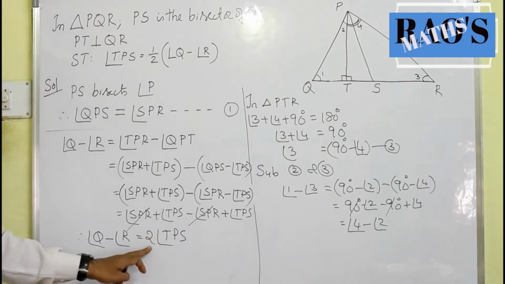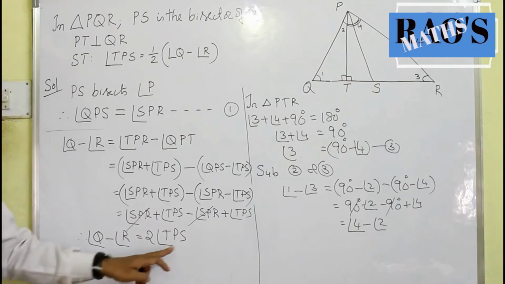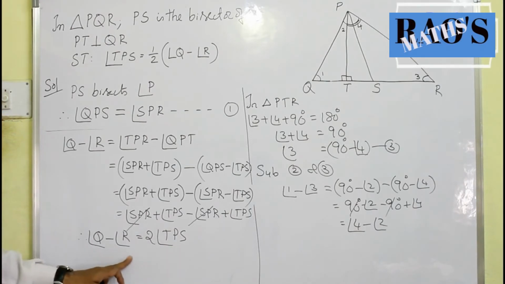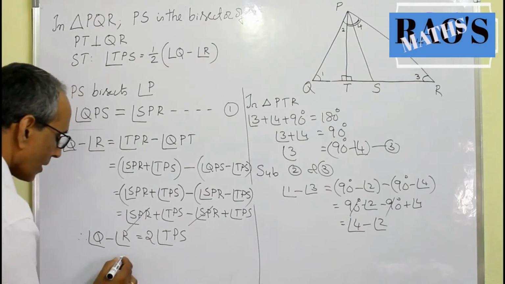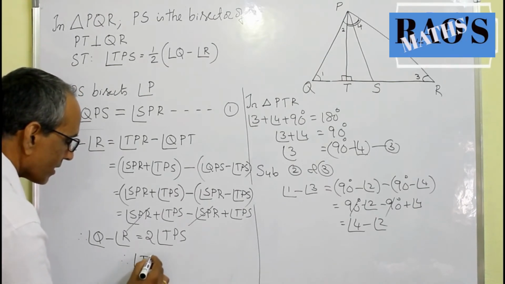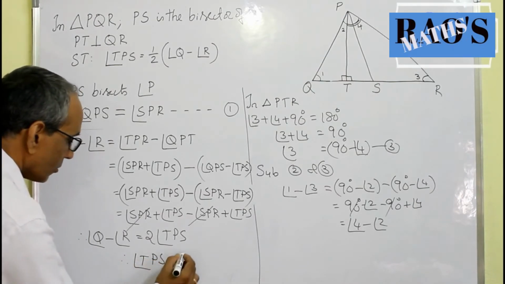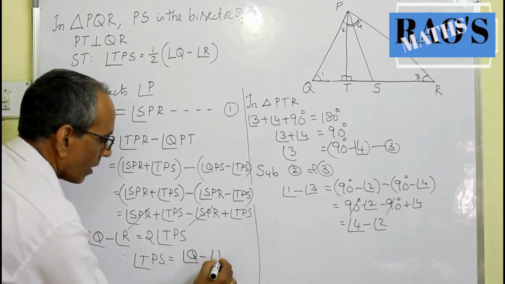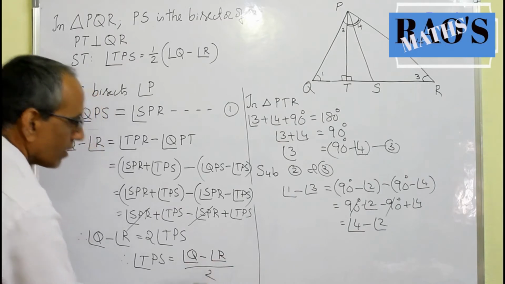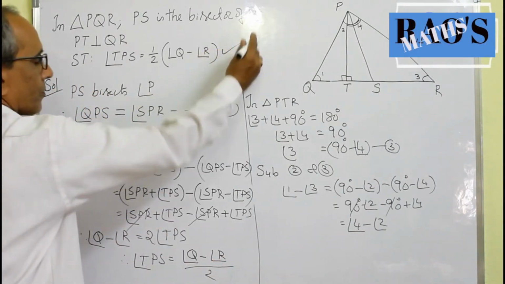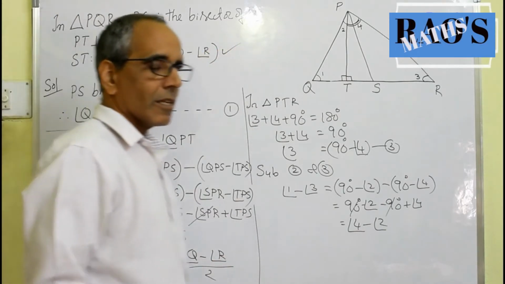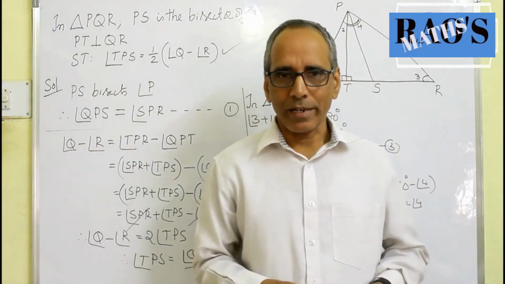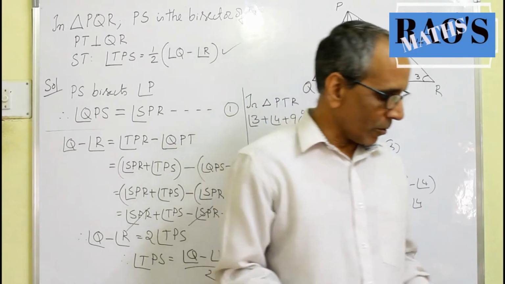Transposing to this side, I remain with angle TPS equal to half of this. Therefore, angle TPS is equal to (angle Q minus angle R) by 2, that means half of this. Okay. This question is also very important in terms of polishing our mind. Let's have one more question.